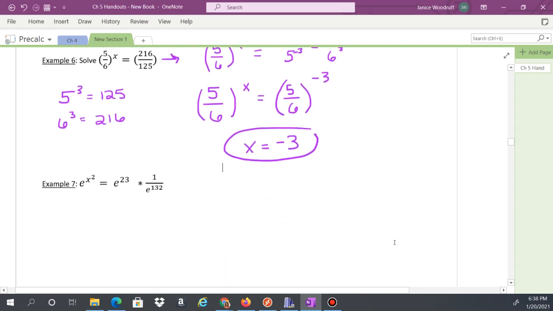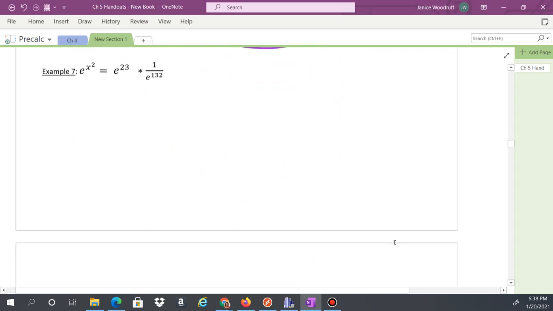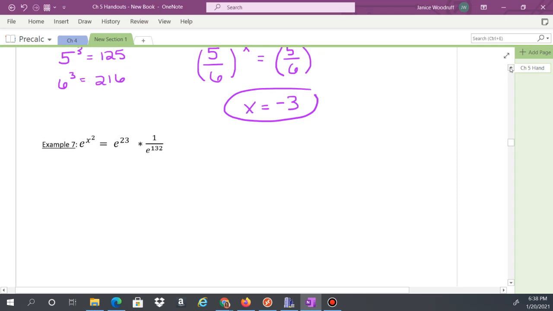Okay, let's do this last one. We haven't gone over e totally yet, but you can still use your exponent rules here for this one. Let's think about this, how this e got down here would be a negative, right? So we've got e to the x squared equals e to the 23rd times, let's make this e to the negative 132, just so we can rewrite that so there's no more fractions.